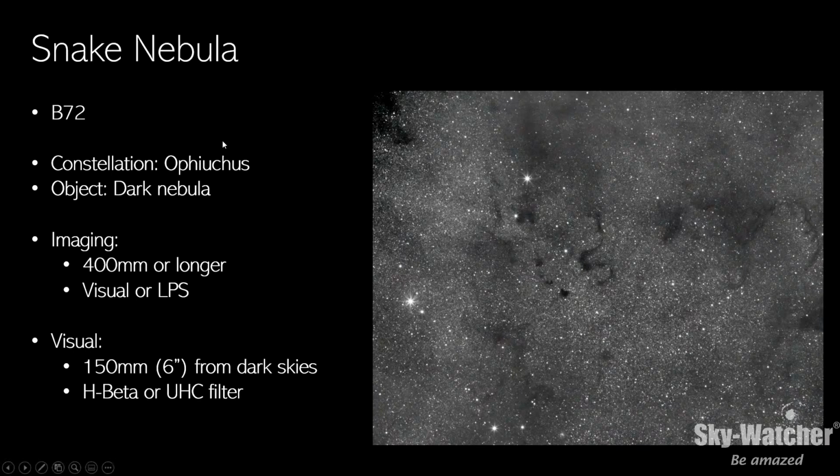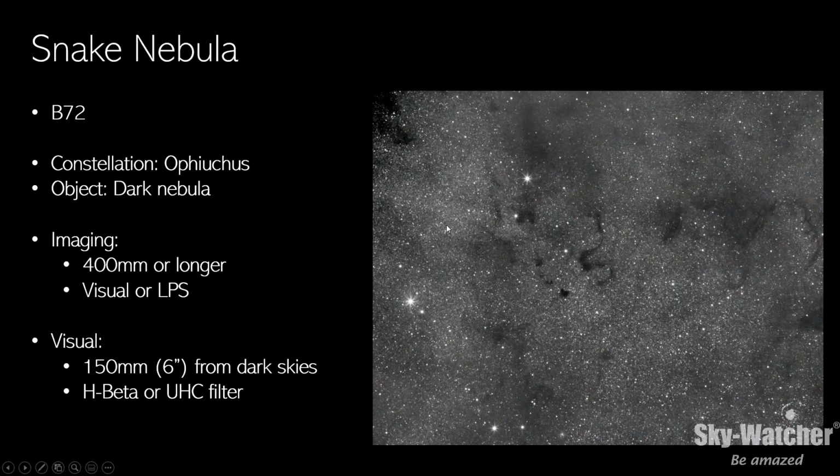So Snake Nebula, B72, constellation Ophiuchus. It's another dark nebula. There's a lot of really elegant tendrils of dust in this region. This is a really good wide field target. This was actually taken with a Canon 200mm f2.8 telephoto, so in a monochrome camera. So a good wide field lens will work well.